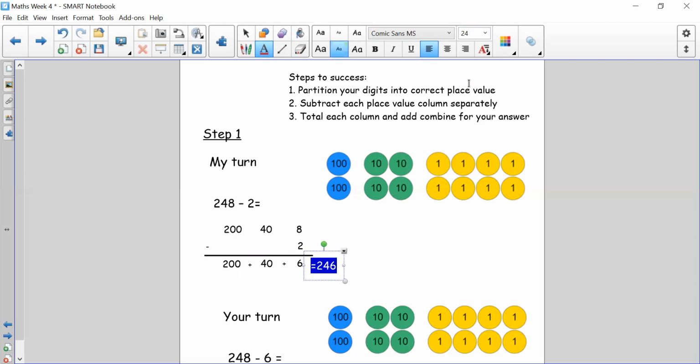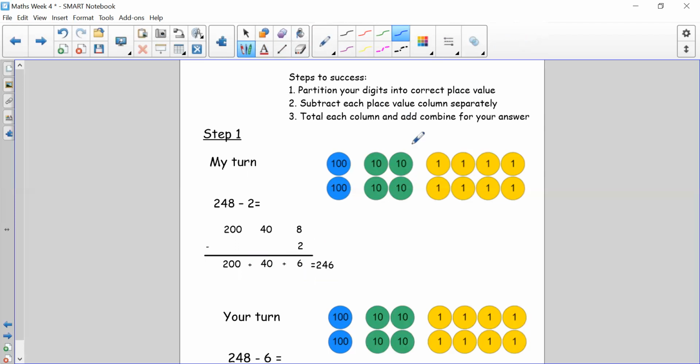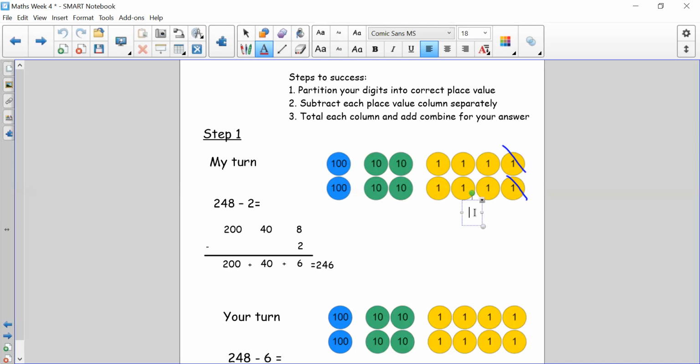Let me show you what we're going to do with the counters exactly like we did on Monday. We've partitioned them, hundreds, tens and ones. We're taking off 2, so we're taking off 2 ones, and we need to total them back up. So we have 2, 4, 6 in our ones column. We haven't done anything to our 10s, so we still have 4 10s, so we have 40, and we have 2 100s, so we have 200, and we combine them together to give us an answer of 246. So our answer to 248, take away 2, is 246.